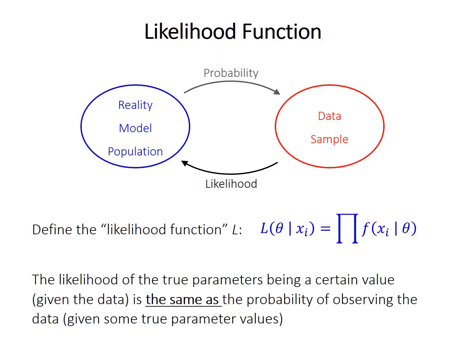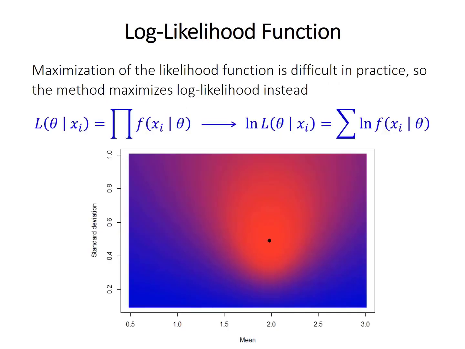So this equation here states that the likelihood of the true parameters being some values theta, given the observed data x, is equal to the probability of observing the data x, given some true parameter values. So what we want to do is find the most likely parameter values given the data, but it turns out that maximizing the likelihood function is difficult. So what we're going to do is maximize the log likelihood function instead.